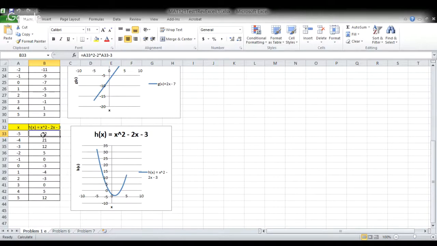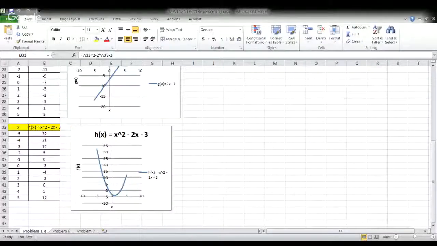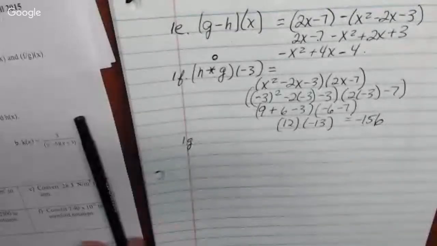And that's the way you would put in your formula right here. Okay. So we will come back to that when we get some more questions on that. I'm going to stop screen sharing. There we go. We're back here.